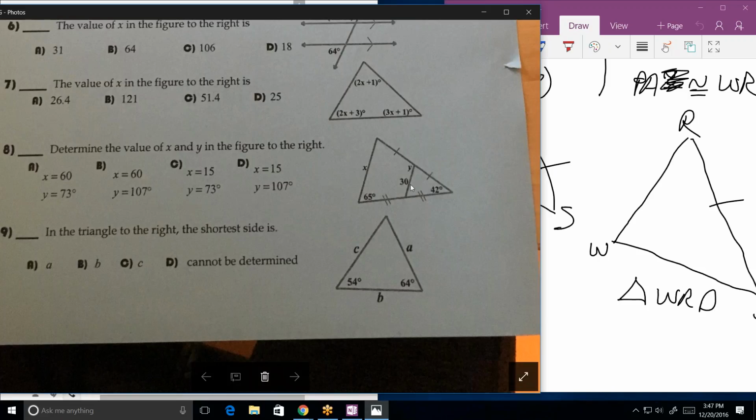How does it compare to the length of the triangle, the base, which is x? Well, it's half. Okay, so what does that make x? 60. Okay. So now let's talk about angle y. X is a side length, but y is an angle. What do you know about y?